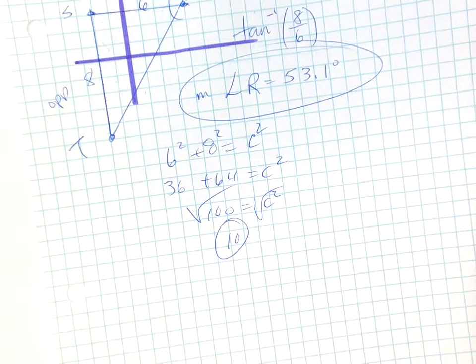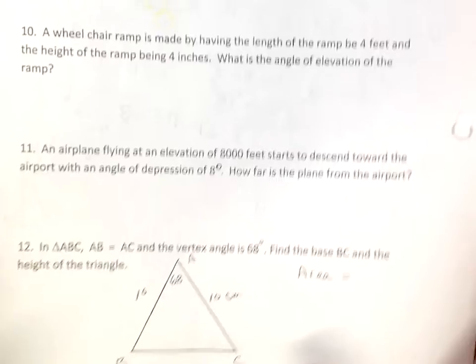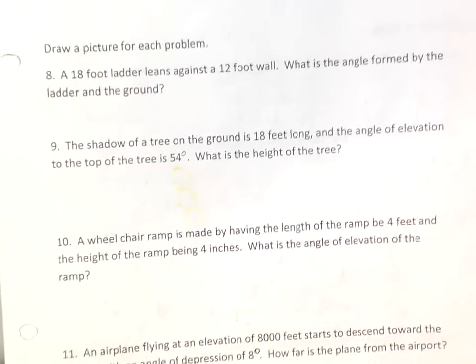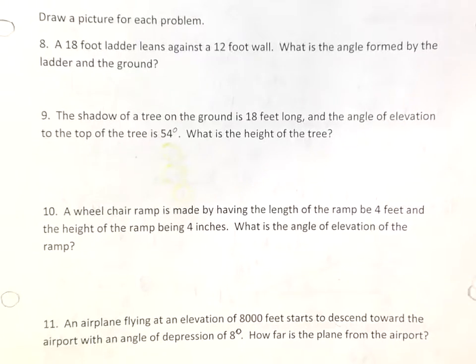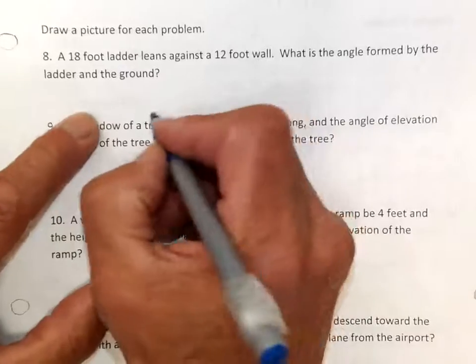Okay. All right, story problems. So remember, when you do a story problem, we're doing right triangle trig. So they're not that hard, okay? If you draw a picture, we can probably do it. Okay, number 8. An 18-foot ladder leans against a 12-foot wall, okay? So let's just draw a picture, okay?